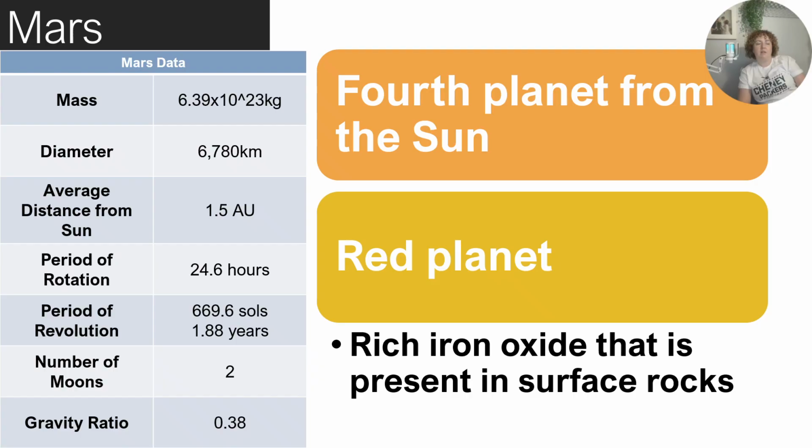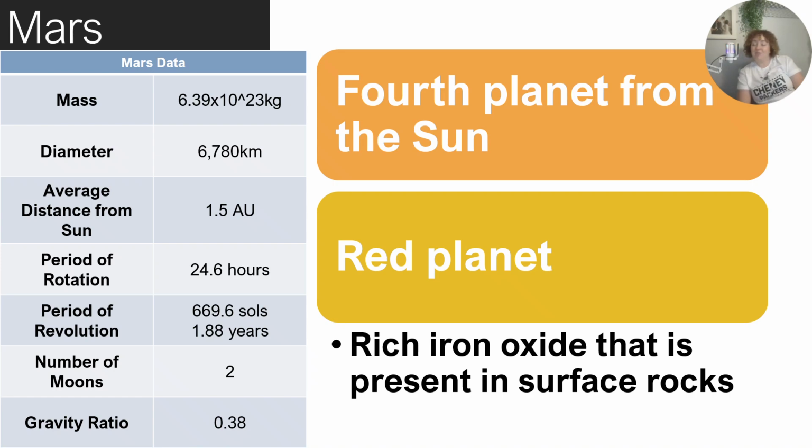Not for very long, but it has 2 moons. We'll talk about that here in a moment. And the gravitational ratio is 0.38. So if you were 100 pounds here on Earth, you're only about 38 pounds or 40 pounds on Mars. So, big difference. And that is just due to its mass and diameter. It is so much smaller, almost half the size of Earth.